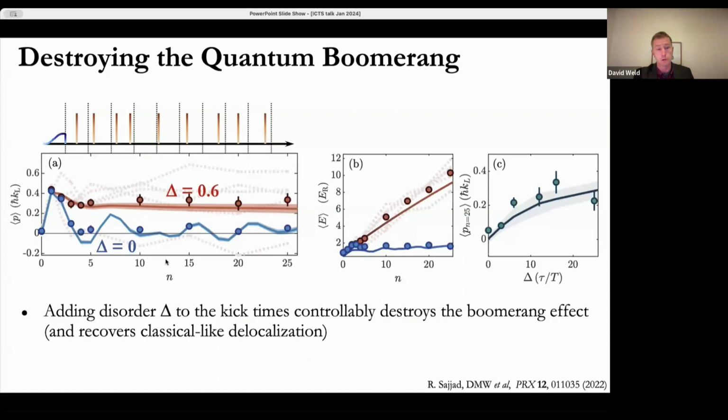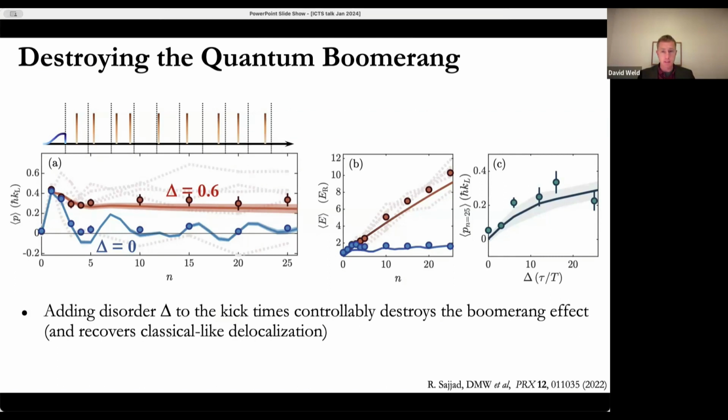You see the blue curve, which is a boomerang-respecting, non-disordered, zero disorder kicking waveform, which exhibits the quantum boomerang. And then if you just add in this disorder, for example, for delta equals 0.6, the average value of the momentum becomes non-zero at long times.